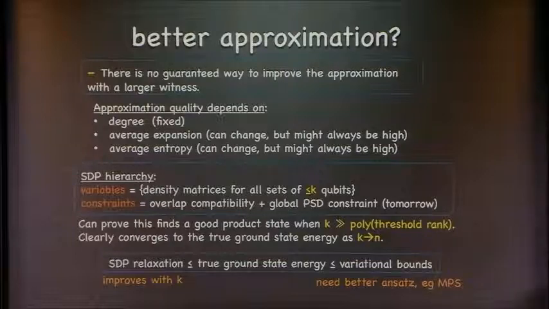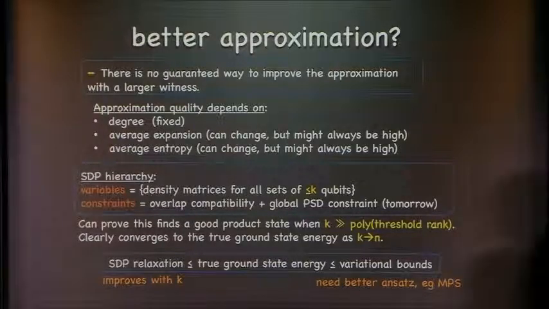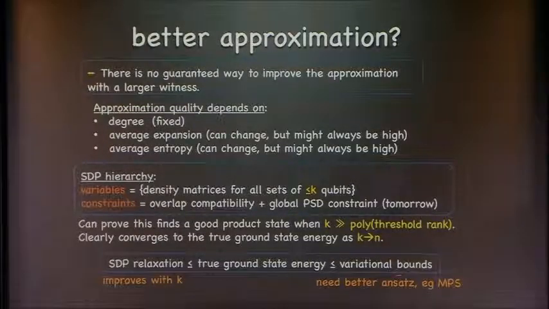And that was the first theorem I told you, where you come up with a product state. That's an example of a guess for the ground state. The ground state is the one with the lowest energy, by definition, so any other state you plug in will give you an upper bound on the ground state energy. So the variational bounds give you upper bounds on the ground state energy.